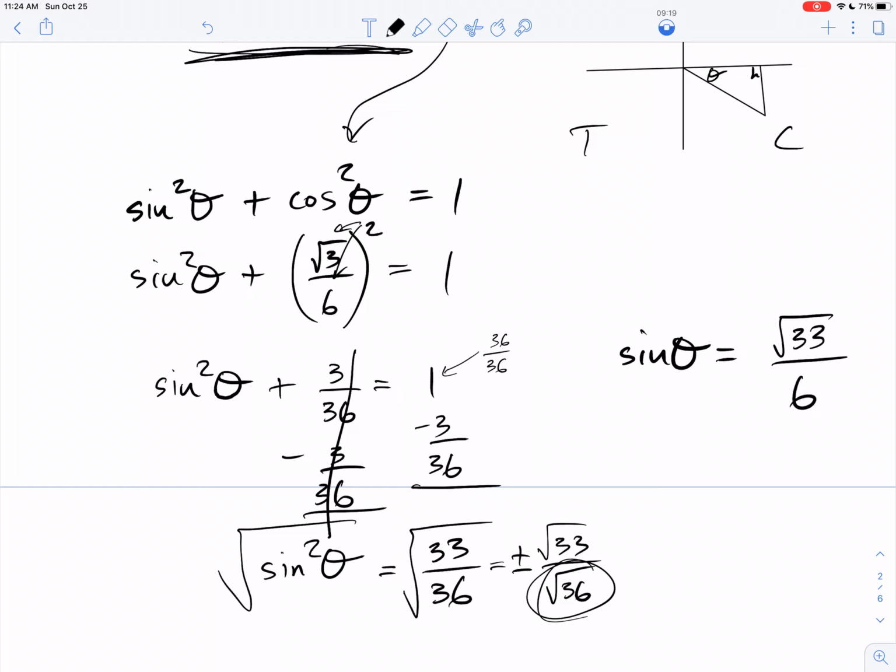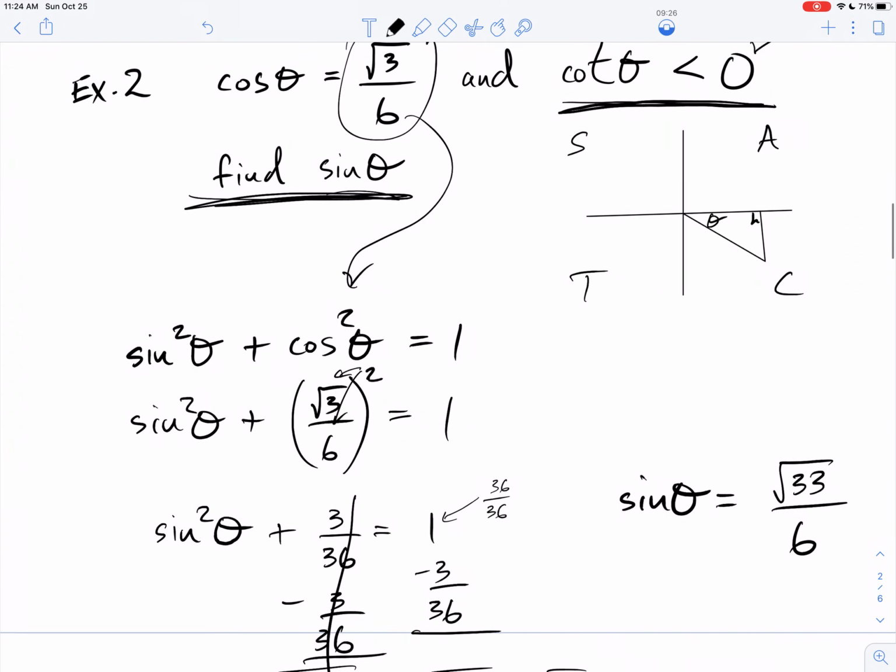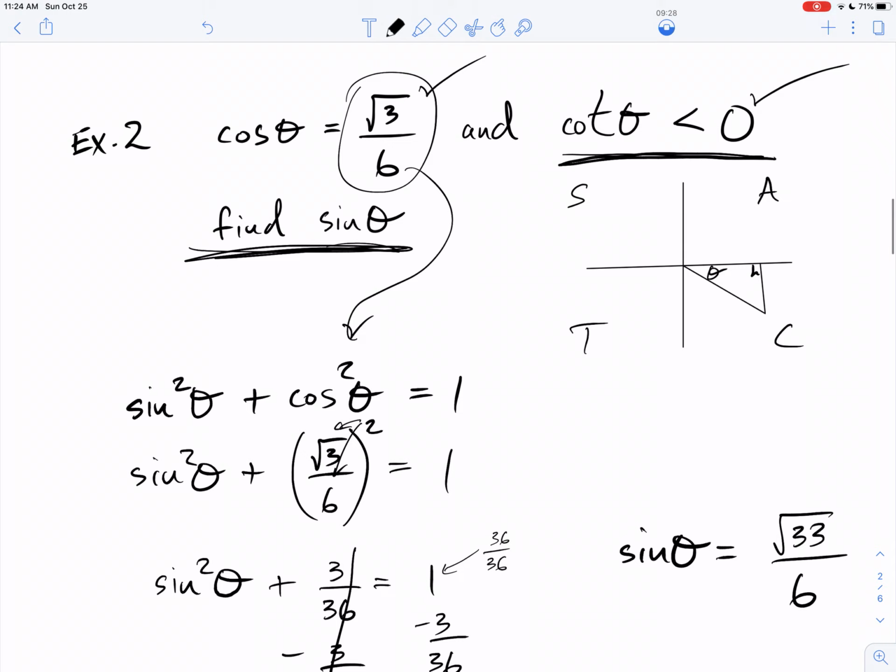The only thing I have to decide now is, should my answer be positive or negative? So take a look at it. I use the clues just like I did before. Cosine's positive, cotangent's negative, puts me in quadrant 4. So in quadrant 4, the answer for sine should be negative. And if you look in the back of the book, you can check your odd answers. They're all in the back of the book. You'll see that that would be the answer they're looking for.